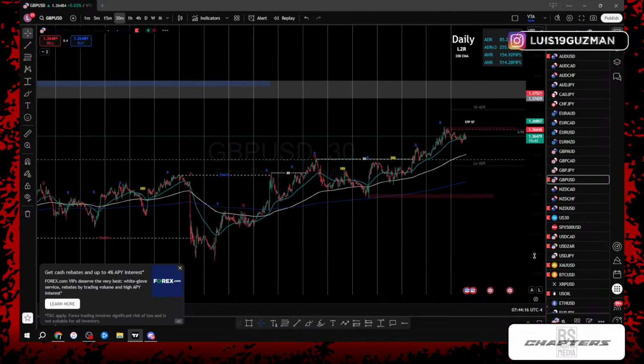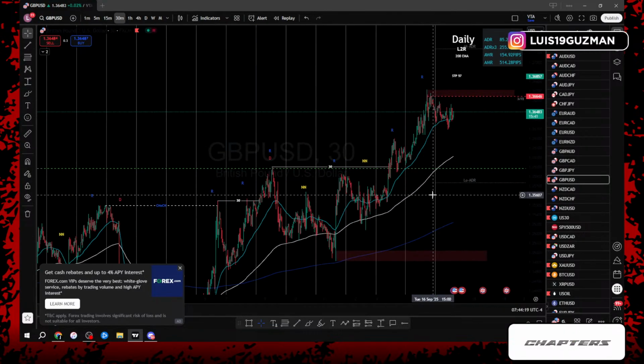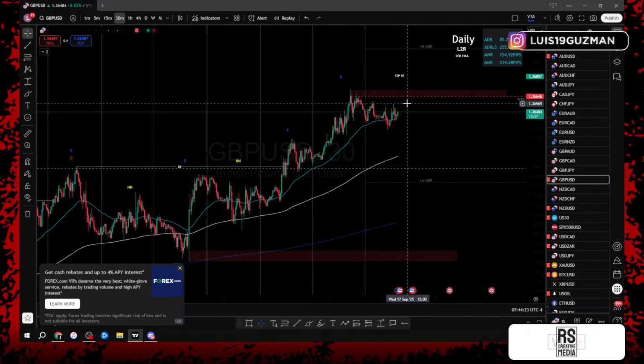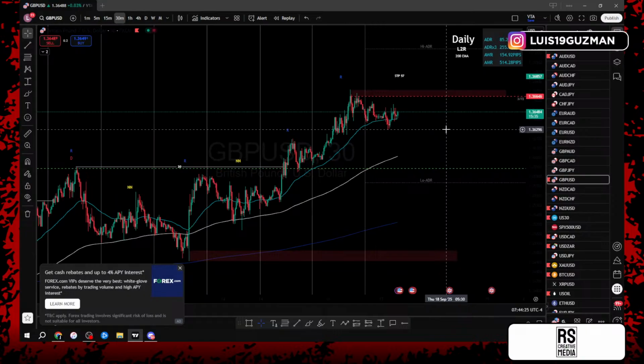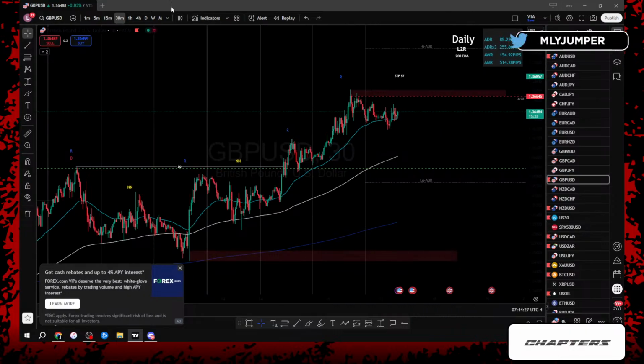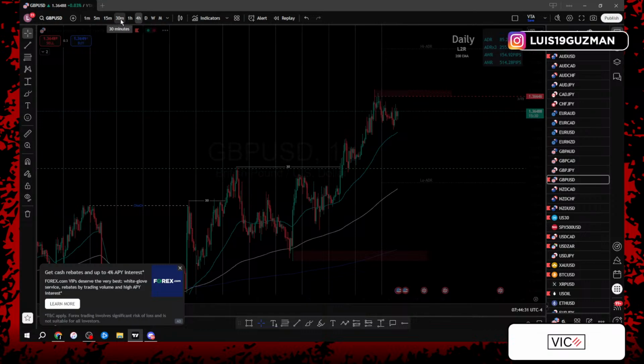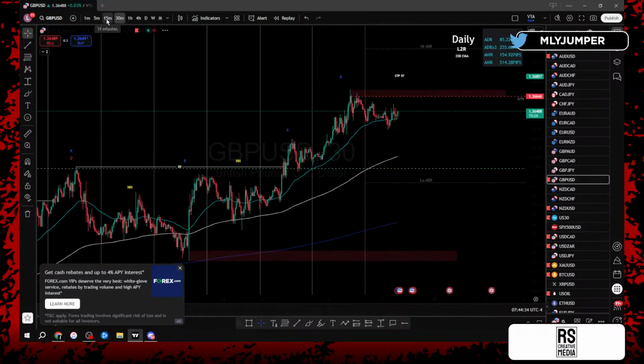On the 30-minute, we had the change of character, we had the break of structure, got the retest. We have 2 days of rise, looking for the 3rd day push to be given today. Now, could EU be that picture perfect trade that we're looking for? It could be. Could be. EU right now still looks pretty good.